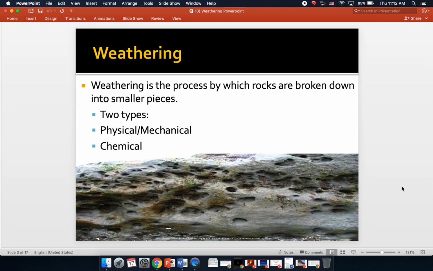There are two types. The first one is physical weathering, which you may also see referred to as mechanical weathering. You just have to know that those are one and the same. Physical weathering, mechanical weathering. Doesn't matter which term is used, it's the same. And then we have chemical weathering.